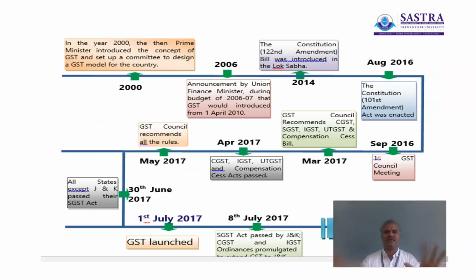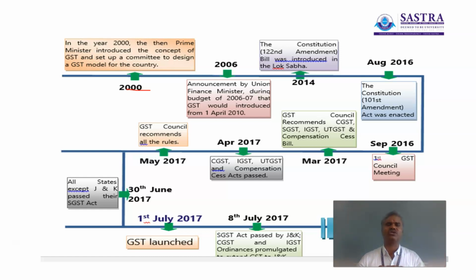You see this diagram, this is the detailed information regarding the journey. In the year 2000, the concept emerged, and this concept traveled from 2000 across 2006. You see the Constitution 122nd Amendment, and 2014, and 2016 and 2017. September 2016, and later on 1st July 2017 it was launched.